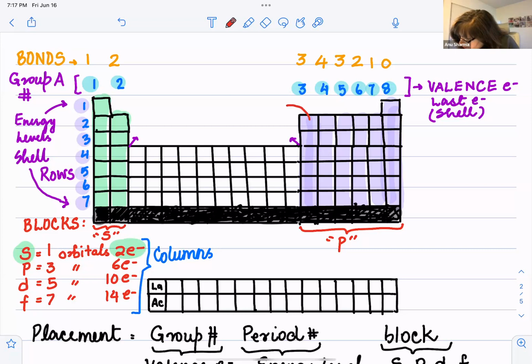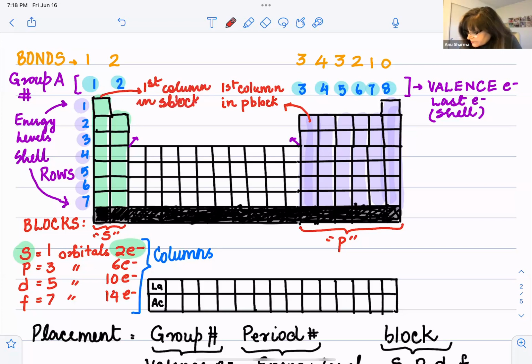So this is the first column in the P block. The same is the case here also. This is the first column in the S block. Similarly, this is the second column. So this is the first, this is the second, this is the third, this is the fourth, this is the fifth, and this is the sixth column. But you know, helium is different. So here, sixth right here. Okay.